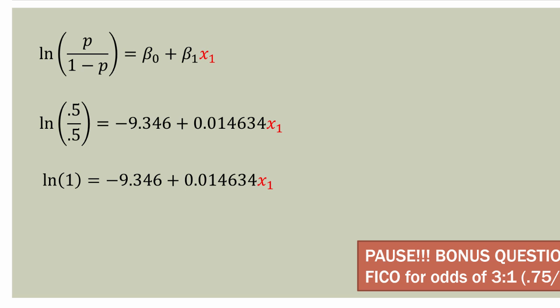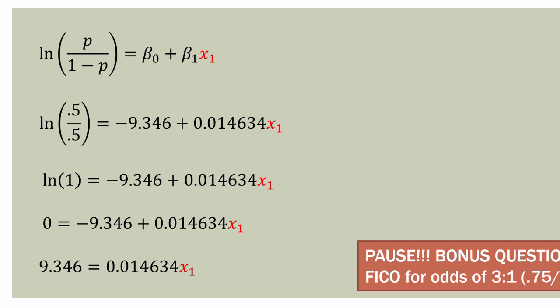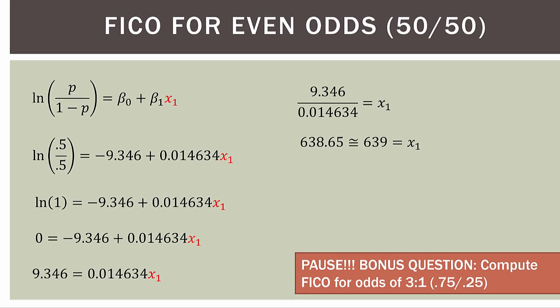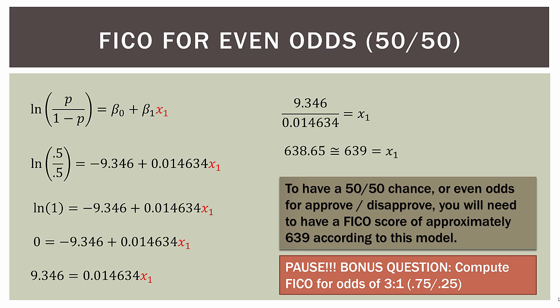So we're going to use this information algebraically to solve for x1. So we have the natural log of 1 equals our linear equation, but the natural log of 1 is 0, which makes it easier. We'll keep going. So we swing the 9.346 over around to the left. We go ahead and solve for x1, and we end up with 638.65. So what score would you need to walk into the bank with to have even odds, or a 50-50 probability of being approved for a home mortgage? It is 639 approximately. So to have a 50-50 chance or even odds of approve, disapprove, you will need to have a FICO score of approximately 639 according to this model.